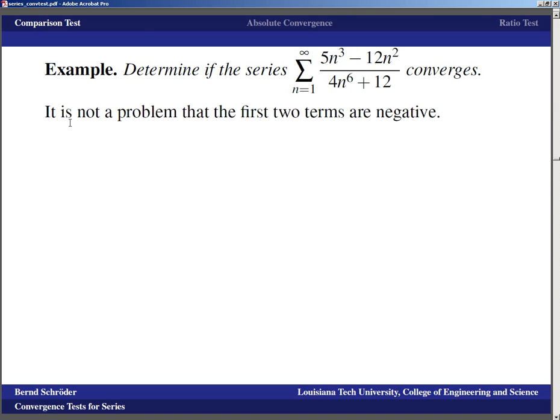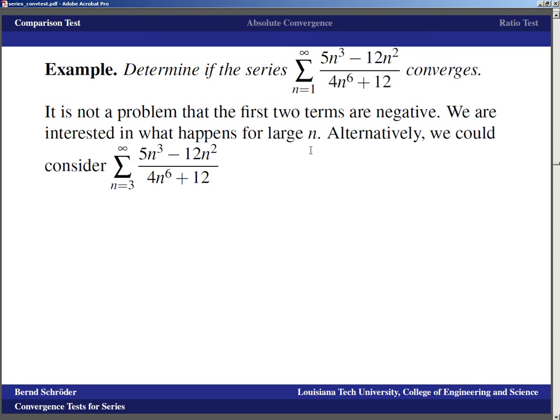However, that is something that for the comparison test actually does not matter. It is not a problem that the first two terms are negative, and that is because for convergence of the series, we're interested in what happens for large values of n, and that means n equals 1 and n equals 2 can always be outliers if necessary.